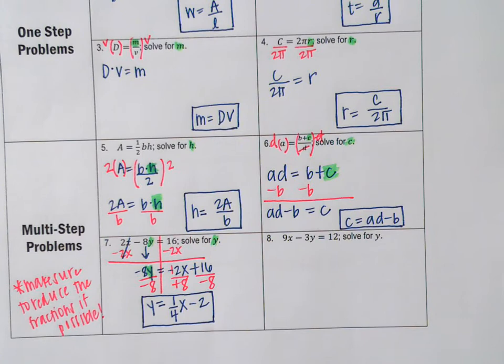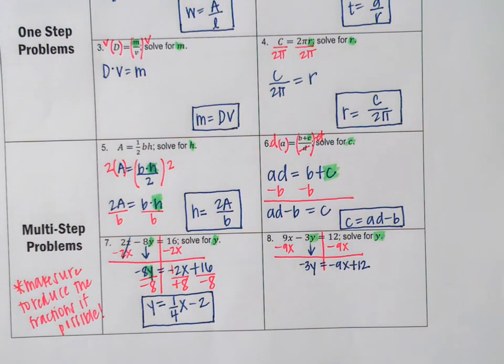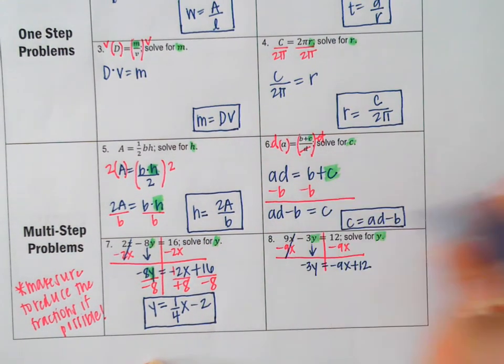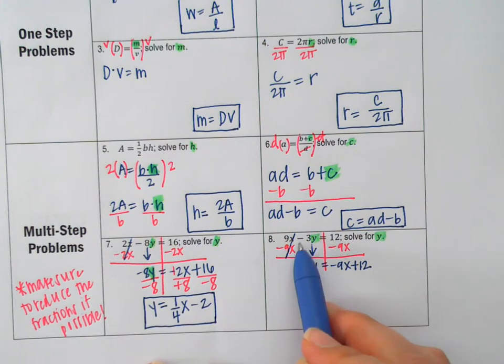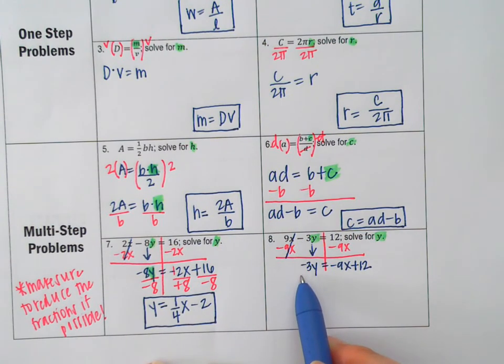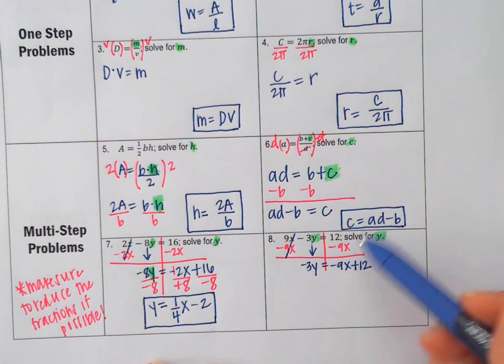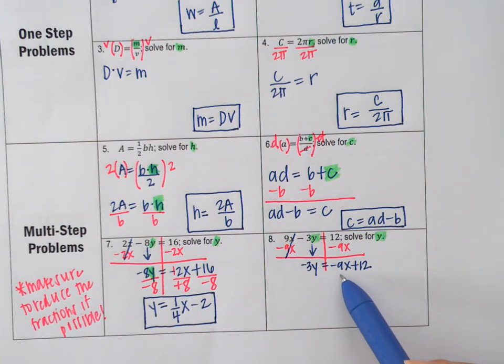So what I want you guys to do is start this problem on your own. You're getting y by itself. So what's your first step? Okay, so my first step that I did was I subtracted the 9x from both sides. 9x minus 9x cancels. I bring my negative 3y down. Make sure you bring that negative sign down. Equals negative 9x plus 12. Make sure you're putting it in variable first, constant second. Okay, so from here, continue on and do the next step.